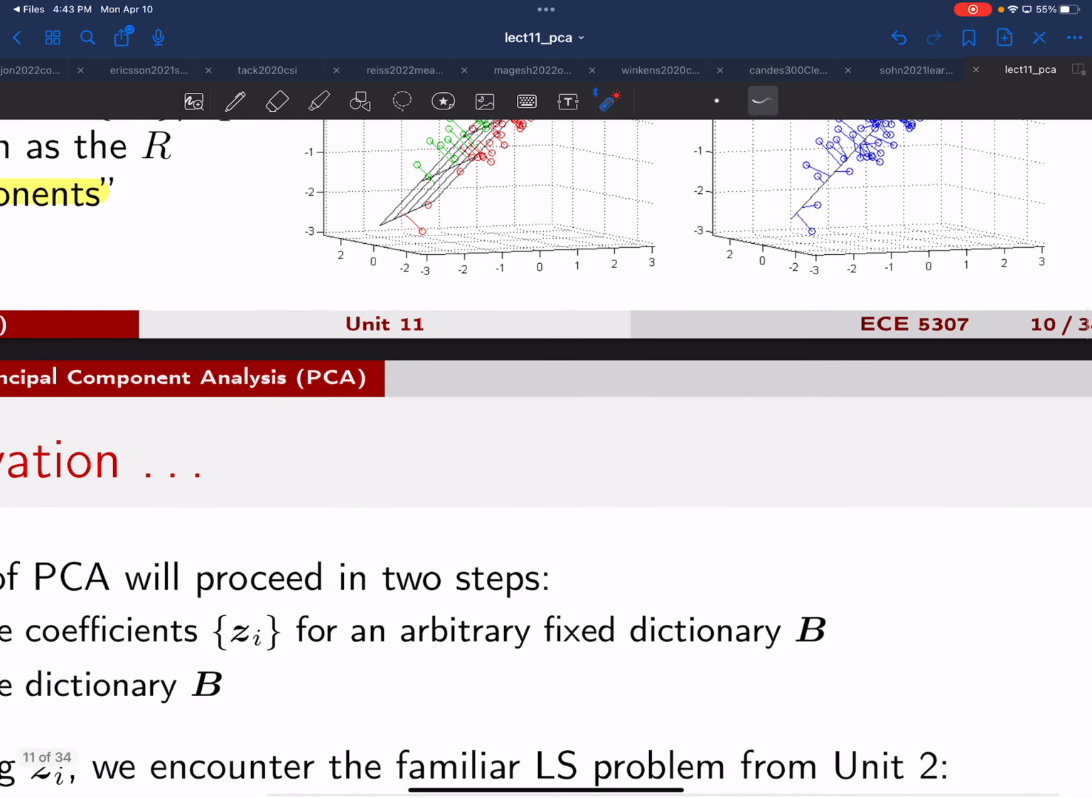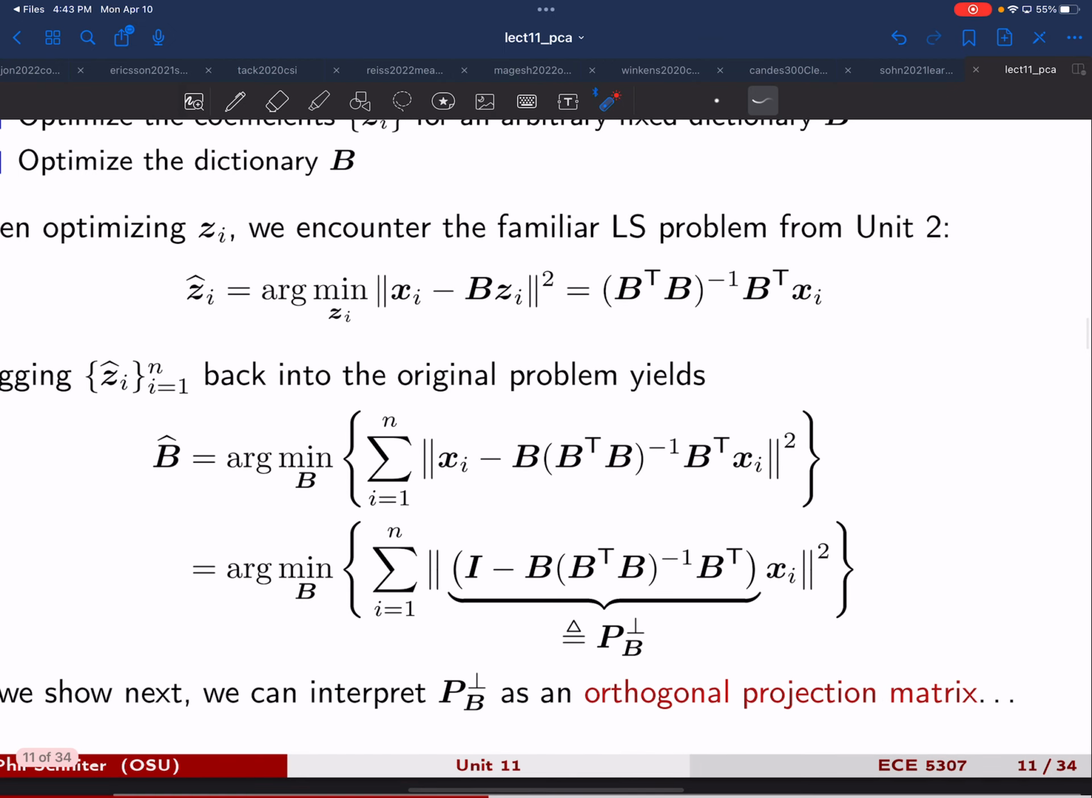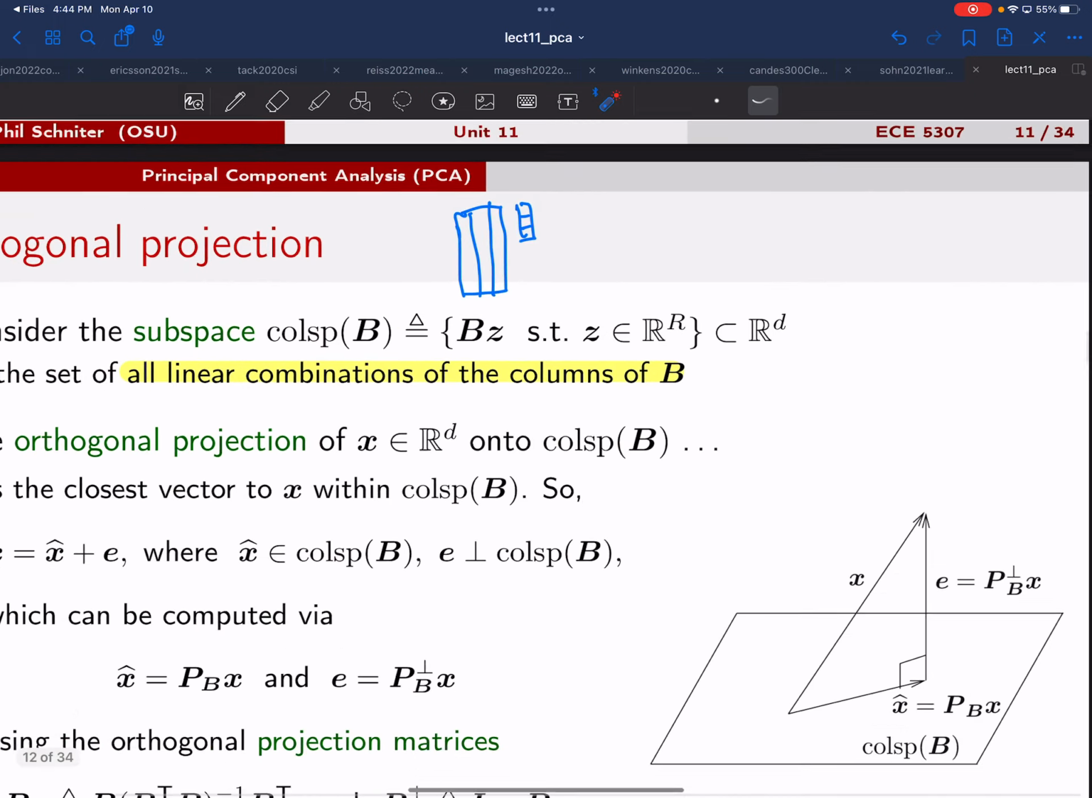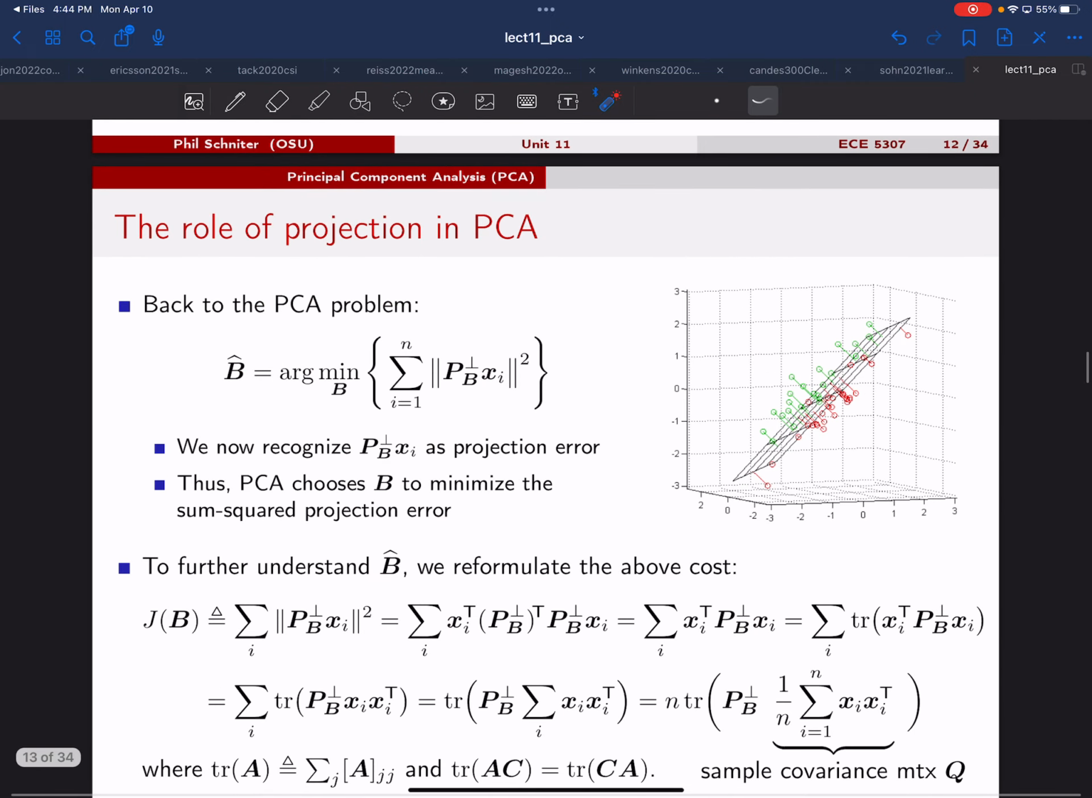And now you can see, well, of course, that makes total sense. The whole point is to minimize RSS, right? So if this is the sum over the squared 2-norm of the projection errors, that's what we're minimizing. Okay, so essentially PB perp xi is a projection error. PCA is just choosing B to minimize the sum squared projection error. Okay, so this is the problem we're working on now.